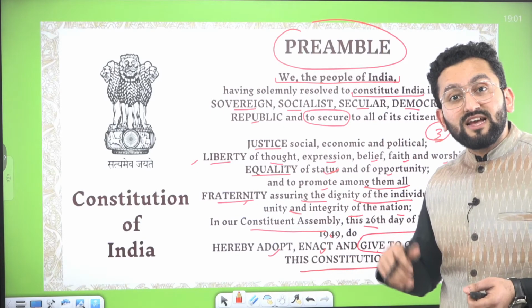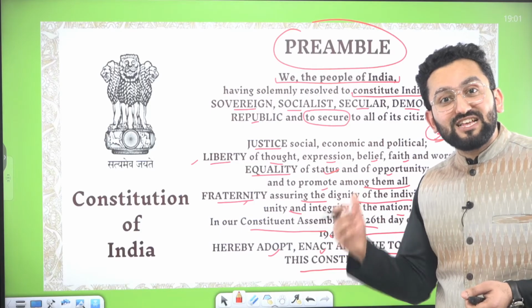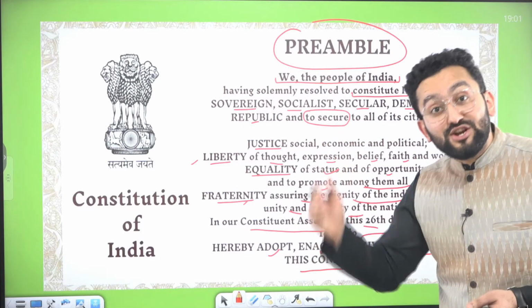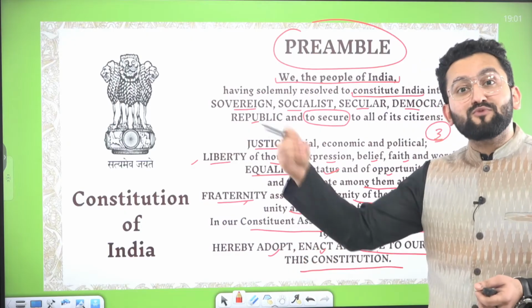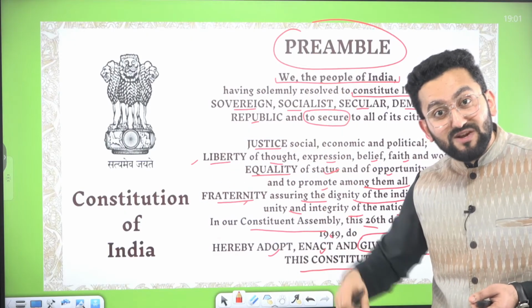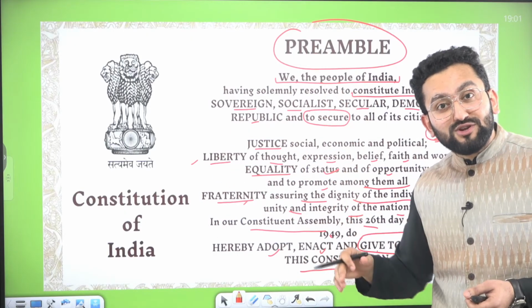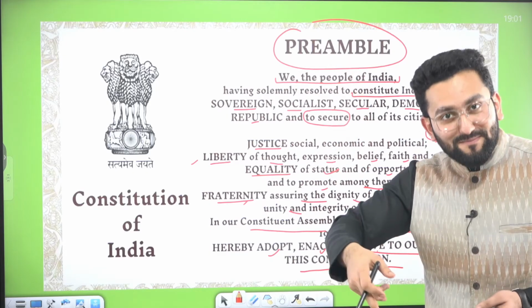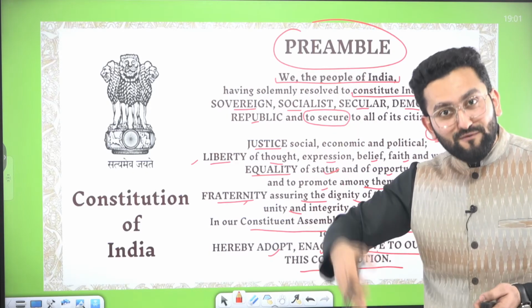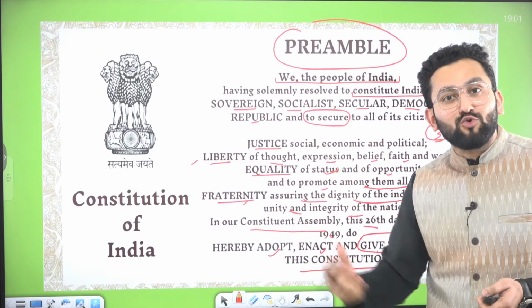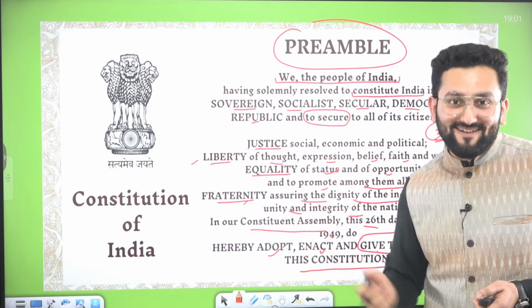It means now this constitution is legitimate. Now the institutions established as per the provisions mentioned in this constitution are legitimate, laws as per this constitution are legitimate, and you have to follow them. And when you follow, then only best outcomes can be achieved for India.